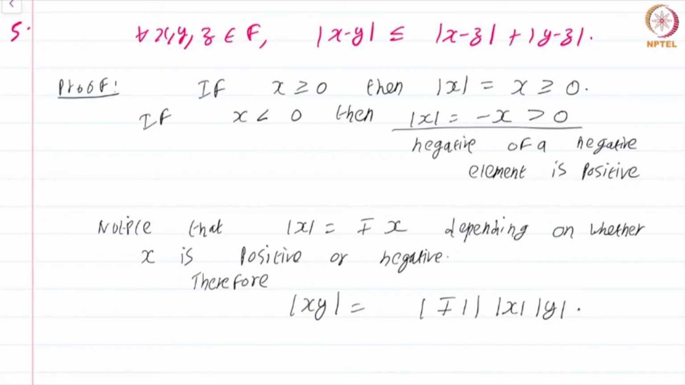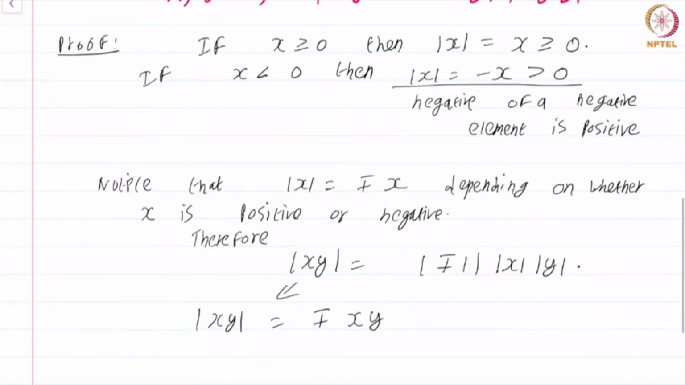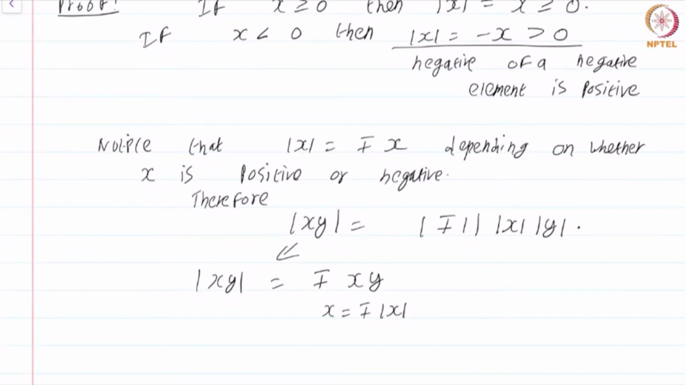How did I get this? Well, mod xy has to be plus or minus xy. Okay? And we already know that x is going to be plus or minus mod x. I'm just reversing the role. Mod x is plus or minus x, therefore x has to be plus or minus mod x. Similarly, y has to be plus or minus mod y.